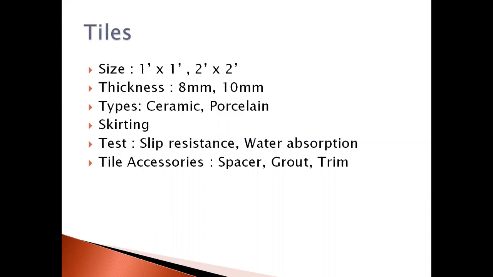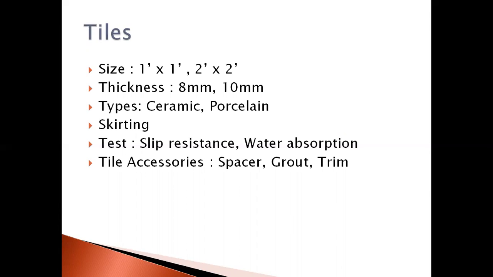If you see in bedroom areas and all, we use 1 by 1 tile, and in hall areas and all, we use 2 by 2 tile. In the hall, we use 2 by 2 because we will use less number of tiles for the same area, and ultimately the number of joints will be reduced and it looks good. That's why we use 2 by 2 tiles in the entrance and the hall areas.